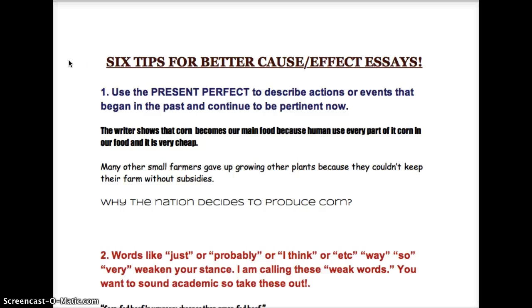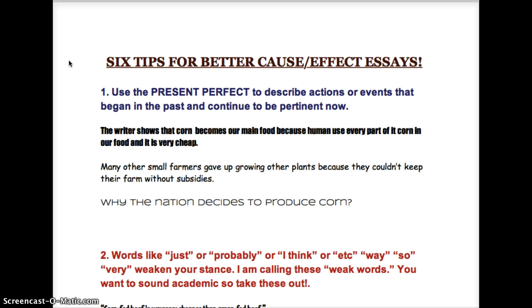Hey everybody, here are six tips for better cause and effect essays. After reading all of your essays, I've come up with a list of six little pieces of advice that could apply to everyone's essays.